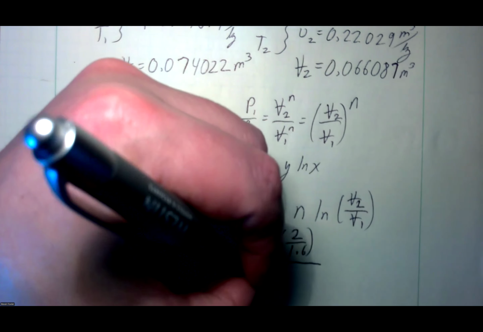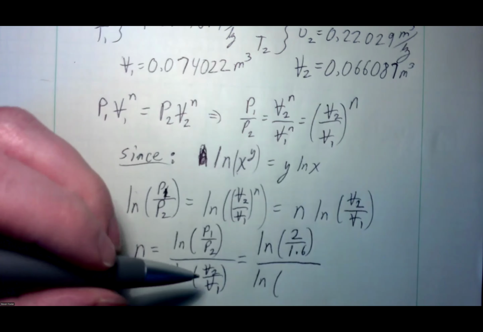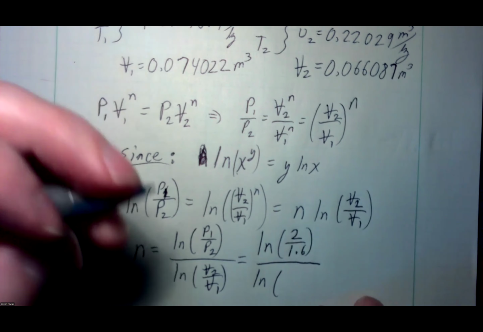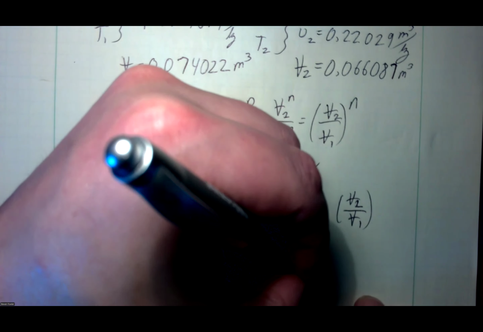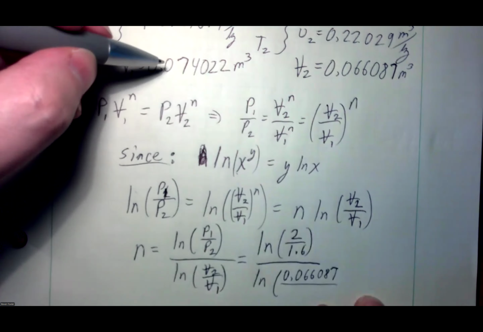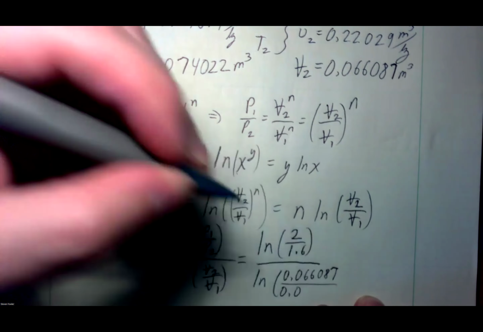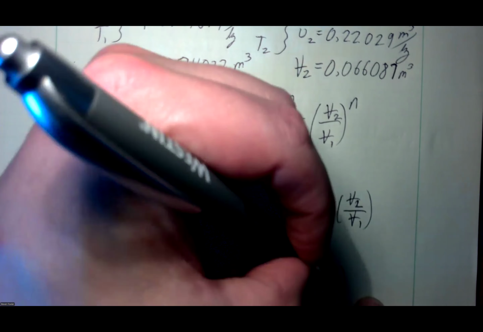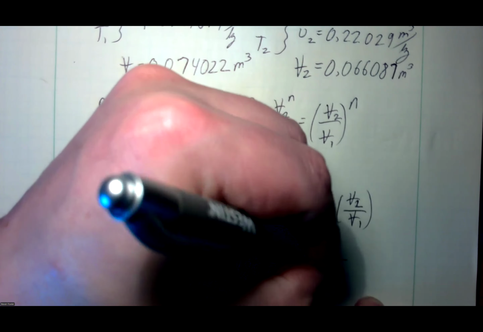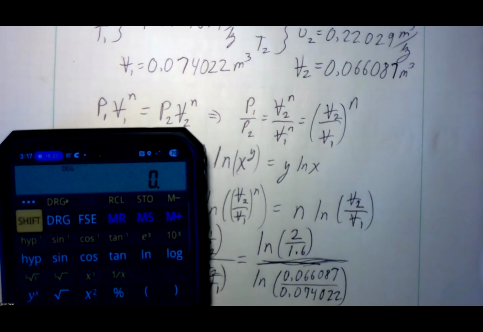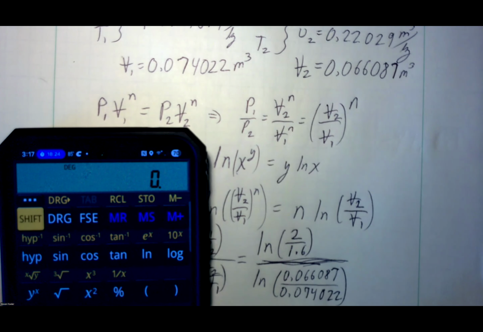And then I'm going to divide that by the natural log of V2 over V1, which we've got here and here. V2 is 0.066087, that is meters cubed, divided by V1, which is 0.074022. Again, I'm not going to write the units on this one. It's very rare that I don't. But there's enough going on there that we're okay. If you guys are okay with the units cancelling out, I'm okay with the units cancelling out.